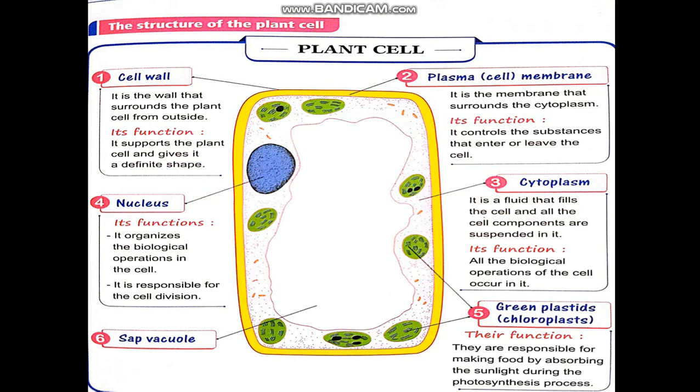Okay? Number 3, the cytoplasm. Cytoplasm is a fluid. Fluid means liquid. It's a fluid that fills the cell and all cell components are suspended in it. All cell components like nucleus, sap vacuole, green plastid, all these components are suspended in the cytoplasm. That means the cytoplasm carries these components. The function of cytoplasm is that all biological operations occur in it.